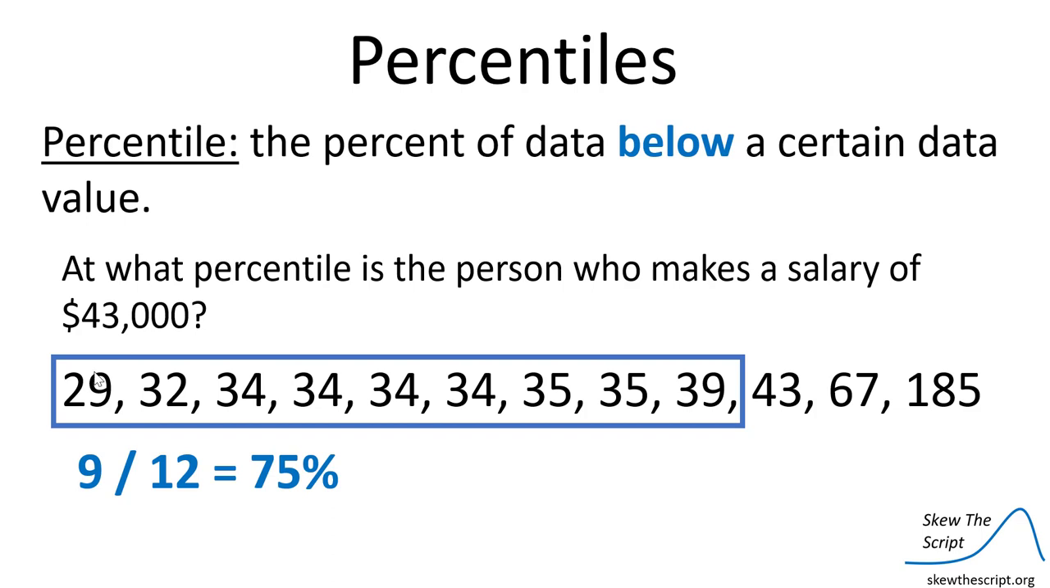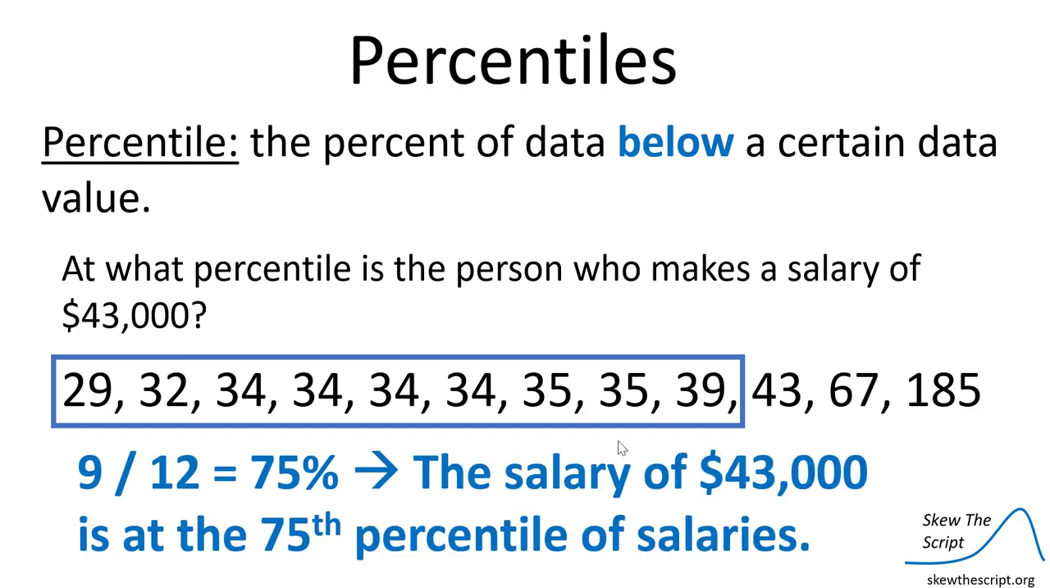If I count up all of these values, there are 12 values in total, and there are 9 values below. So the salary of $43,000 is at the 75th percentile of salaries. It is above 75% of salaries. So the percentile is what percent are below that number: 75% are below, so that 43,000 is the 75th percentile.